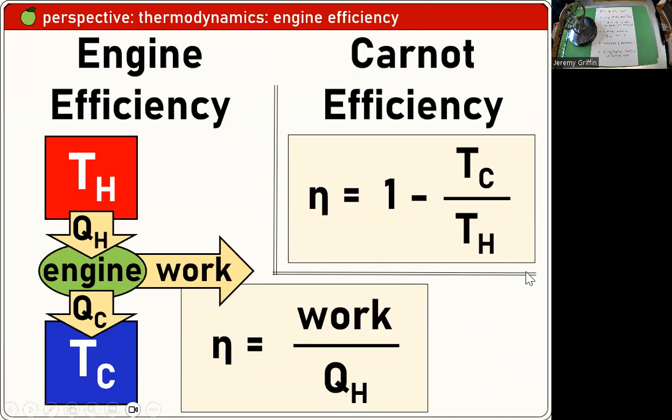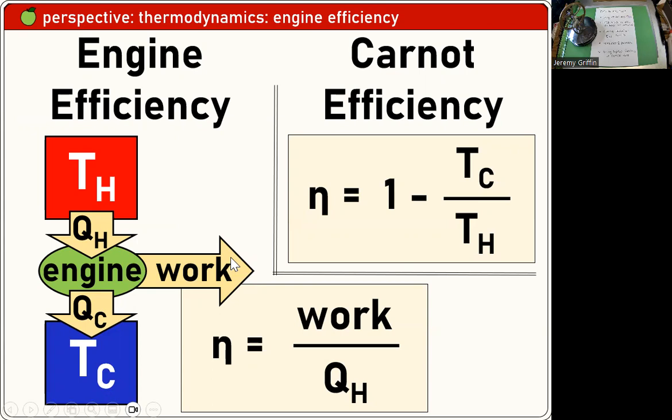So what is the efficiency of an engine? I've got two perspectives on this. The general equation for efficiency, this is the Greek letter eta, looks like an N with an elongated tail. Suppose you have a heat engine. You've got two different temperatures, and it's causing something, maybe a Stirling engine, for example, to operate. Well, how much mechanical work are you actually getting out of that?